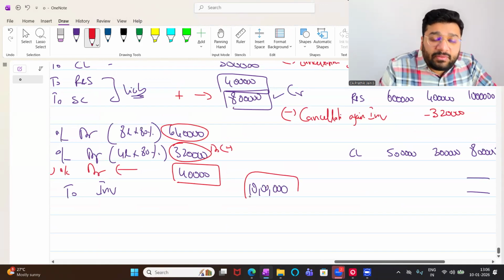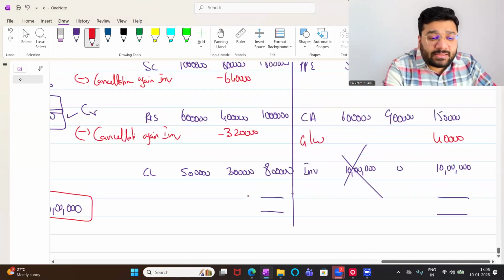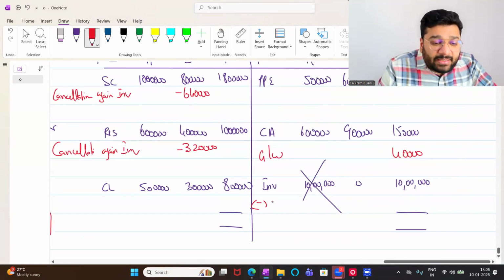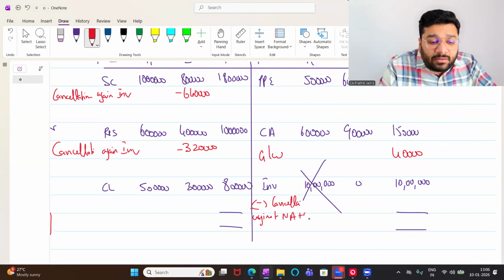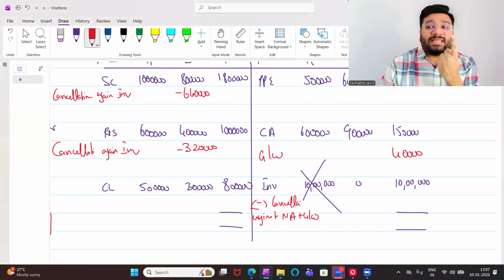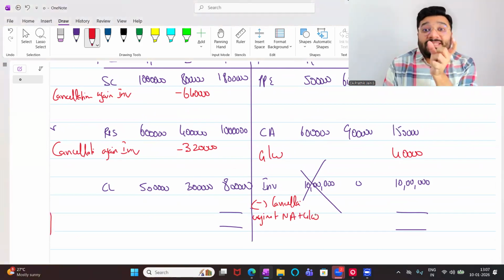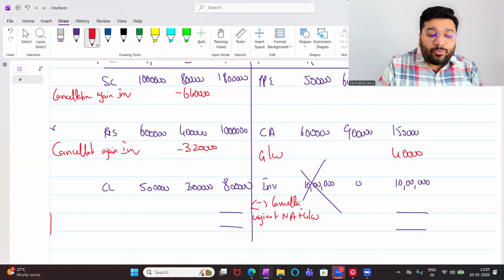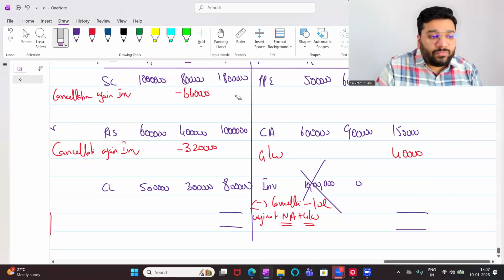Investment you have credited. Plus or minus? Minus. So minus cancellation against net asset and goodwill. The total amount that you pay is sum total of net asset plus goodwill. Net asset plus goodwill is the purchase consideration. So this 10 lakh rupees I'm cancelling against net asset and goodwill. So minus 10 lakh. Balance is now 0.